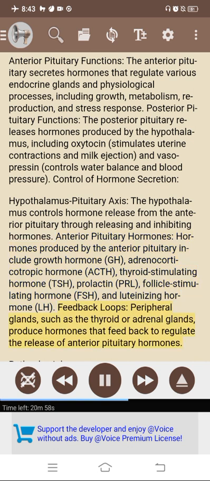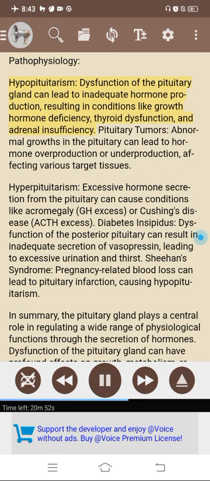Feedback loops. Peripheral glands, such as the thyroid or adrenal glands, produce hormones that feed back to regulate the release of anterior pituitary hormones. Pathophysiology. Hypopituitarism. Dysfunction of the pituitary gland can lead to inadequate hormone production, resulting in conditions like growth hormone deficiency, thyroid dysfunction, and adrenal insufficiency. Pituitary tumors.